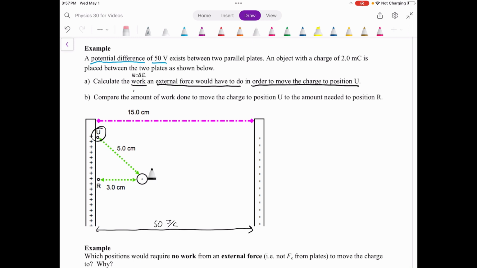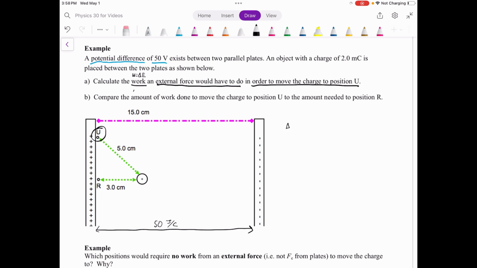So we're moving it from here to here. And I do think its potential energy will change, right? Definitely. It's here. By moving it to there, we're going to give it, it's positive, so we're going to give it more potential energy, right? Moving it closer to this plate means that if we let it go, it's going to get even more kinetic energy if we were to release it from U than if we were to release it from this position.